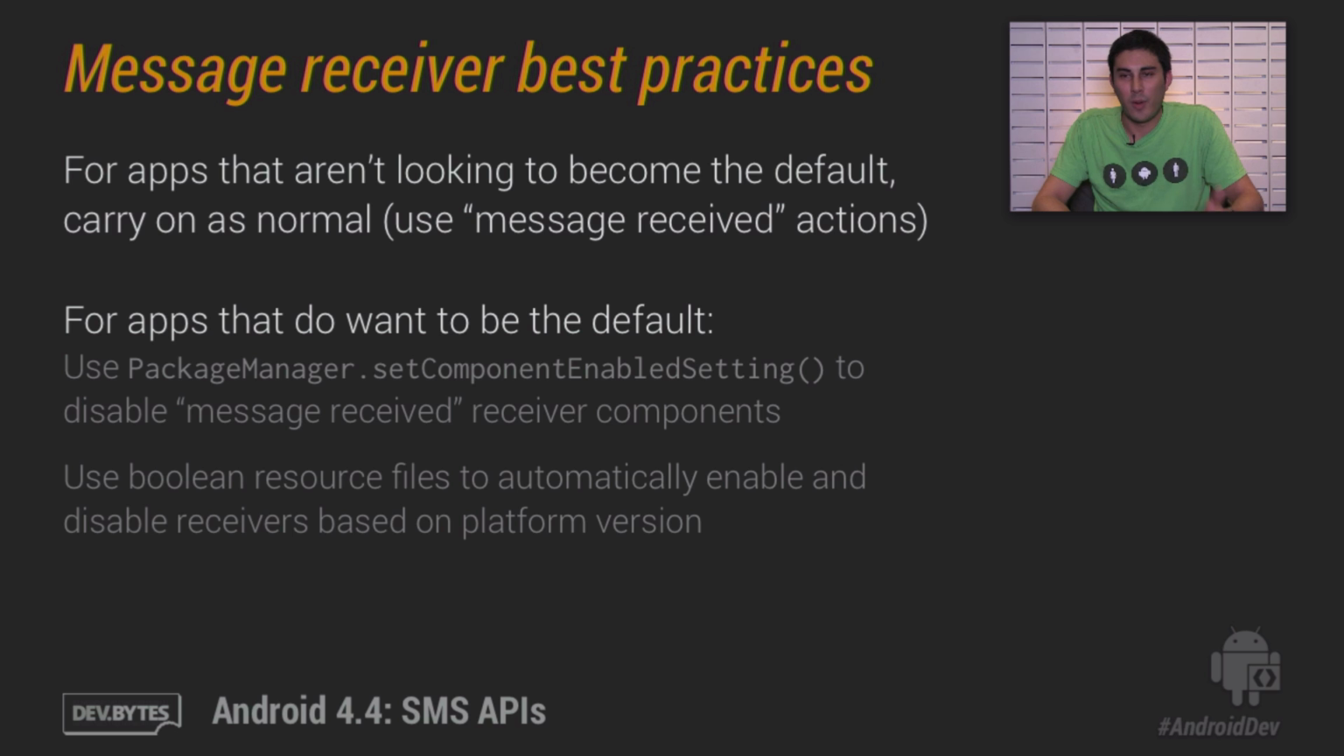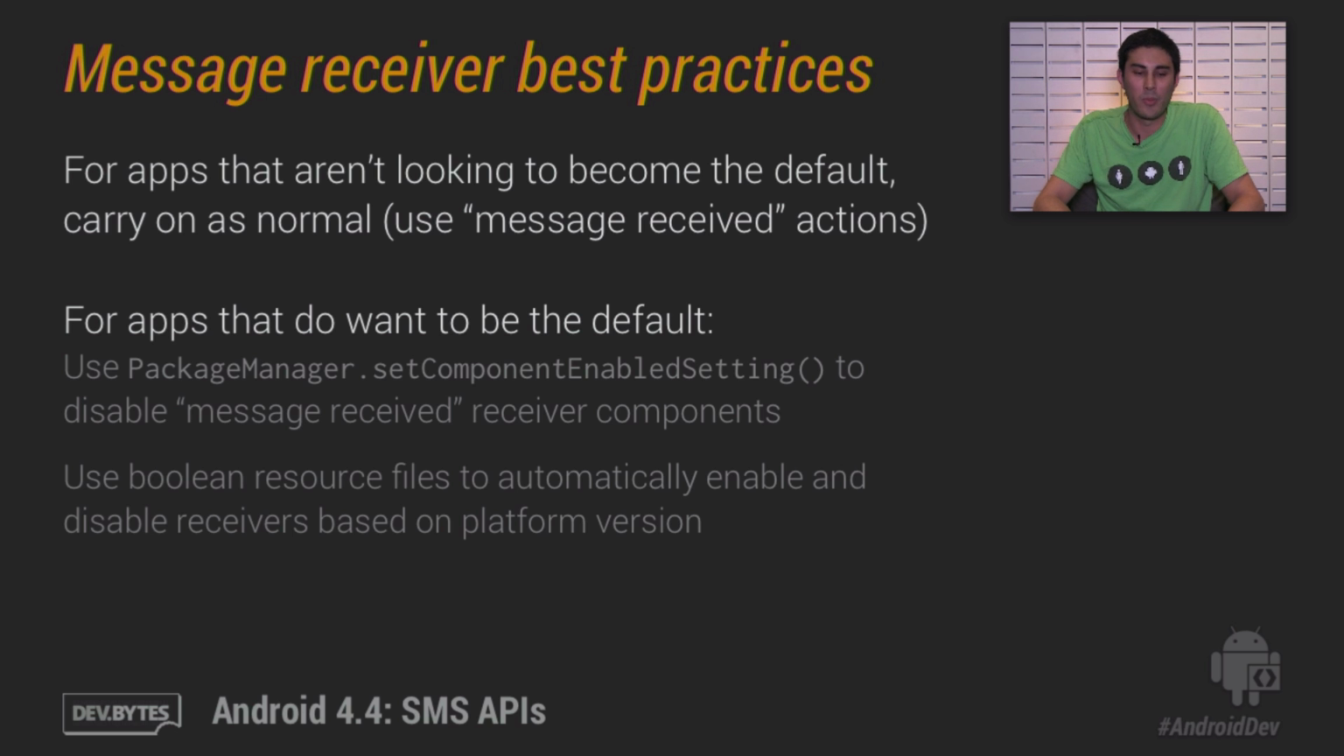So that means that when they're running on KitKat, they should really disable the one that's not being used, the message received actions. To do that, they should use the PackageManager.setComponentEnabledSetting method. That way they can disable these and they won't be using unnecessary resources and be triggered as new SMSs come in.